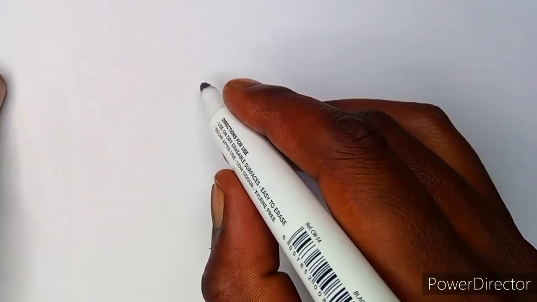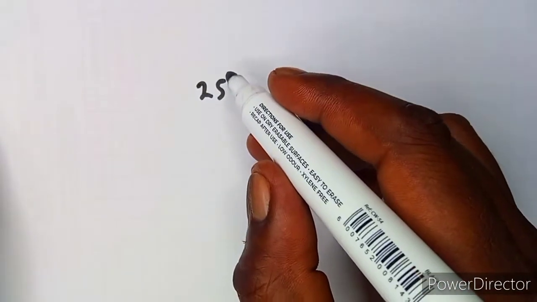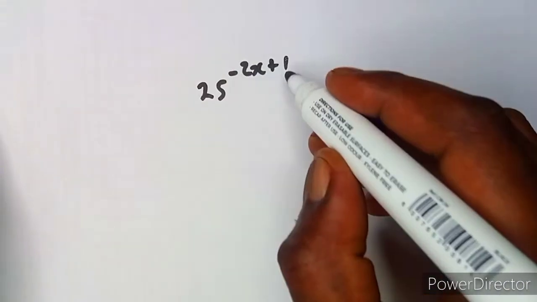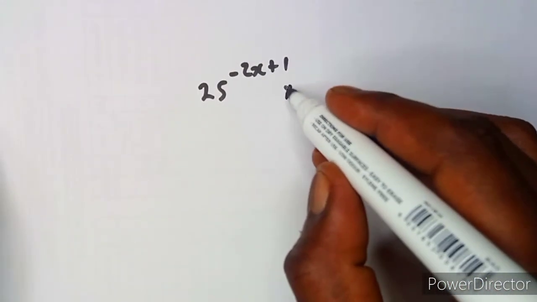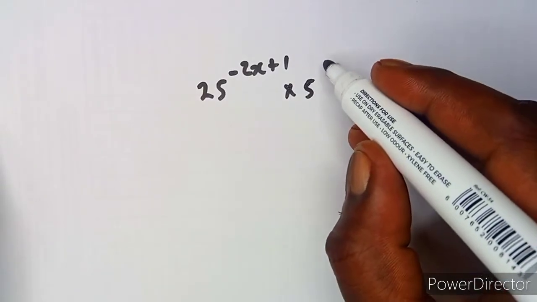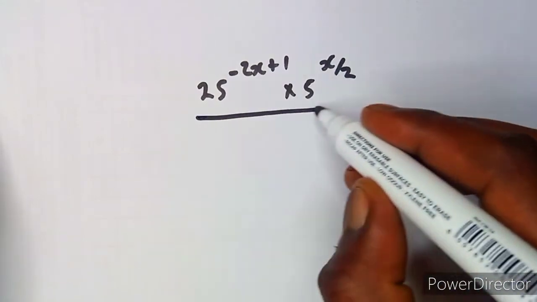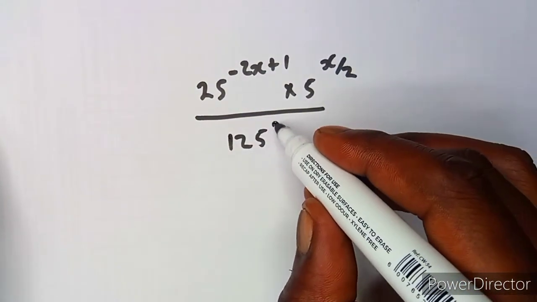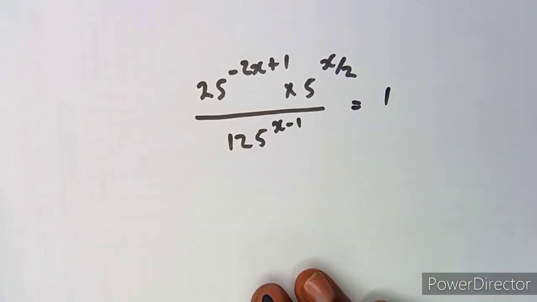The first equation on question 2 is given to us: 25 to the exponent of minus 2x plus 1. Take note, this is minus 2x plus 1, which is multiplying 5 to the exponent of x over 2, everything over 125 to the exponent of x minus 1, equivalent to 1.